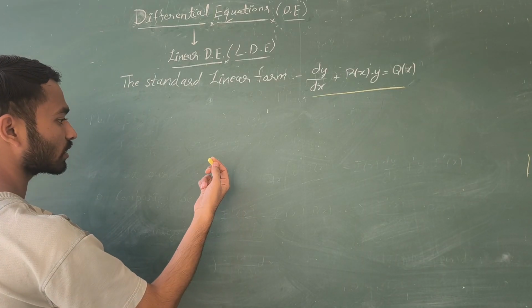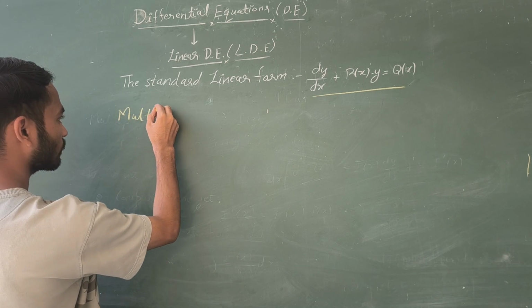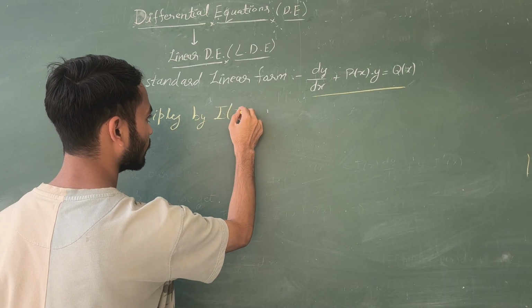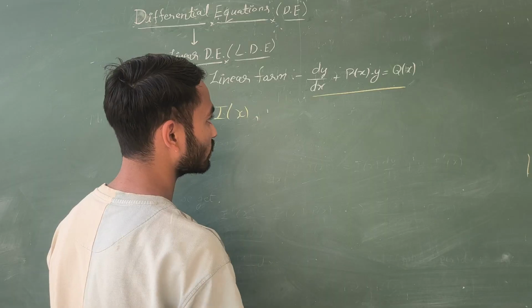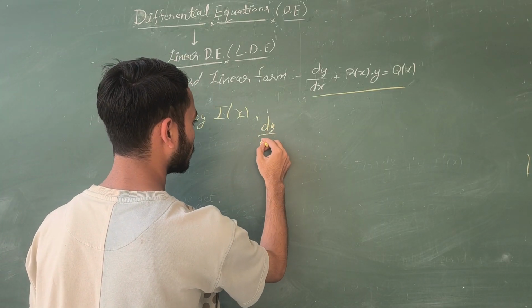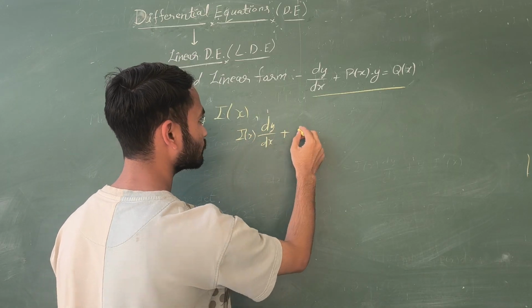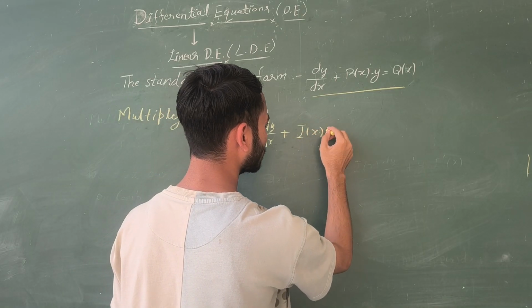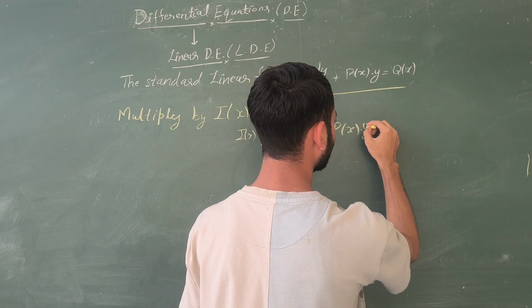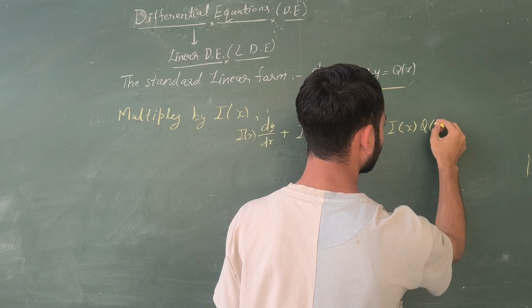Suppose we multiply our equation by I(x). What do we get? We will get I(x) dy by dx plus I(x) P(x) times y equals I(x) Q(x).